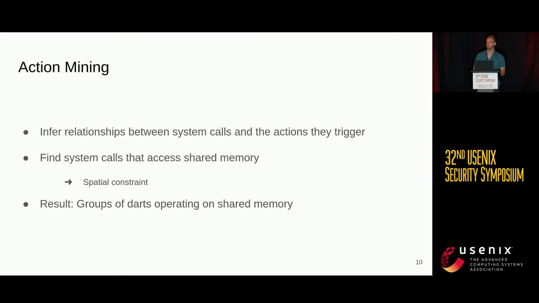So how does action mining work? We start with coverage-guided fuzzing, and we record all these accesses in the kernel, these darts, and then we learn which system calls trigger what actions. With this information, we now want to find relationships between system calls. So we look for system calls that access the same shared memory object, and this allows us to solve the first constraint, the spatial constraint. The result of this is what we call groups of system calls, groups of darts, and we give this to the program synthesis.